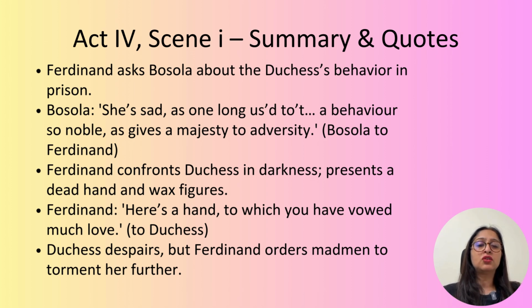Now, this is psychological torture at its worst. The scene closes with Ferdinand ordering the madmen to torment her. So many madmen are taken out from the madhouse, and they are paraded in front of the Duchess so that she gets a mental breakdown. So Webster uses darkness, illusion, like the showing of the wax figures, and horror, showing the dead man's hand in this scene, to show us that tyranny is at its peak here, and it is bent on destroying whatever the Duchess loves.